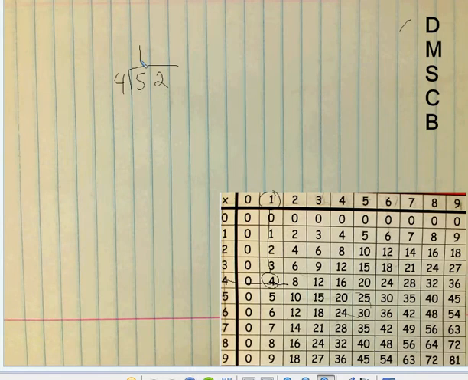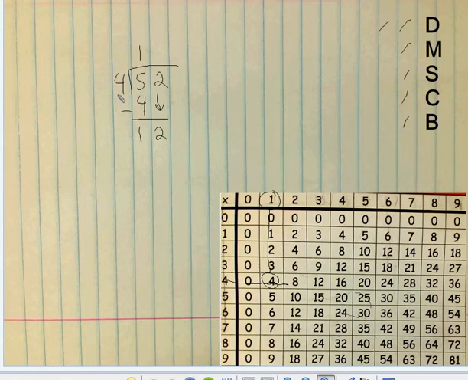Okay, my next step is to multiply. 1 times 4 is 4. Next step is subtract. 4 from 5 is 1. Next step is compare. Make sure my difference is less than my divisor. It's good. Go to my next step, which is bring down. So I get 12 now. I'm starting over. I'm going to use 12. I'm going to divide that by 4.